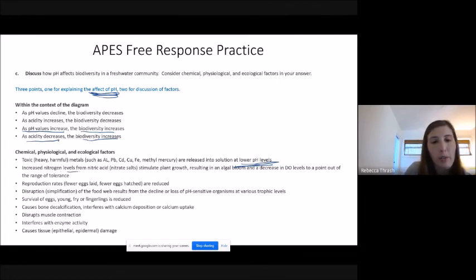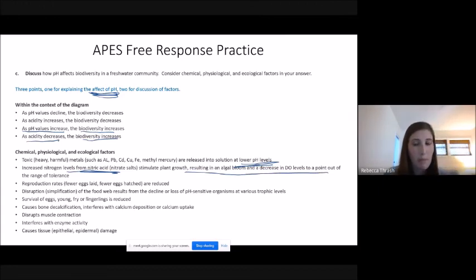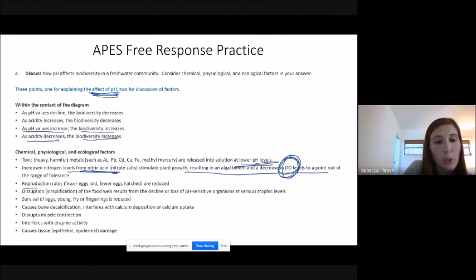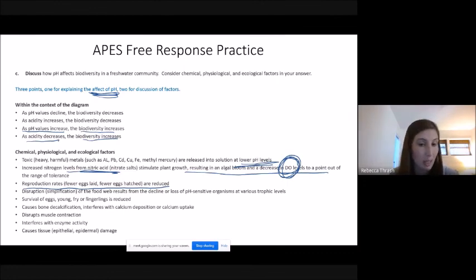Also, increased nitrogen levels from nitric acid could cause those algal blooms that we've discussed previously, and that would really affect the dissolved oxygen levels to the point where those larger organisms don't have enough oxygen for cellular respiration. This could also reduce the rate of reproduction because it could negatively affect the eggs themselves that are laid in water. You also could have food web disruptions because you've got pH-sensitive organisms that are dying, and so now the organisms that rely on them as a food source have less resources.